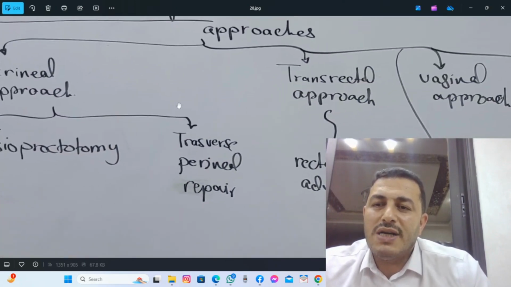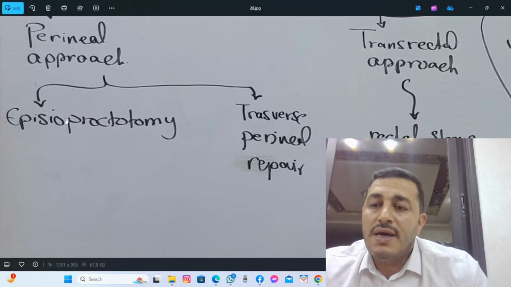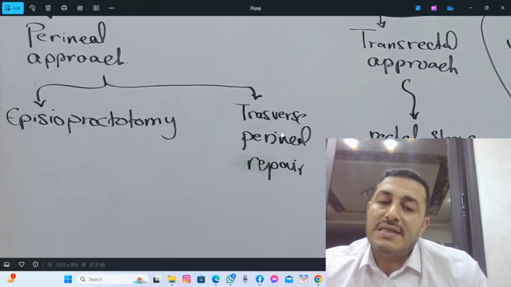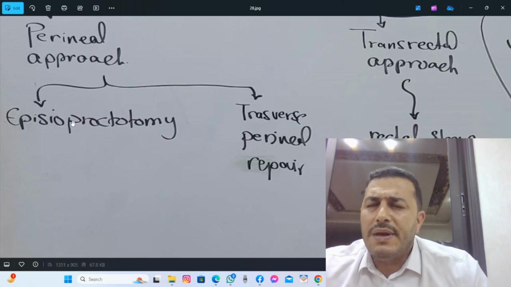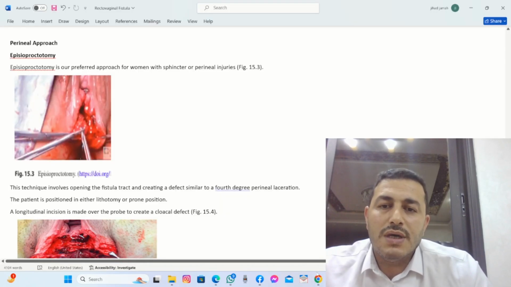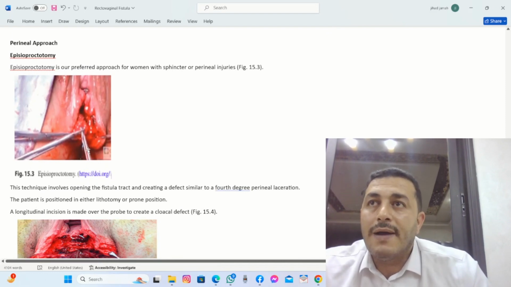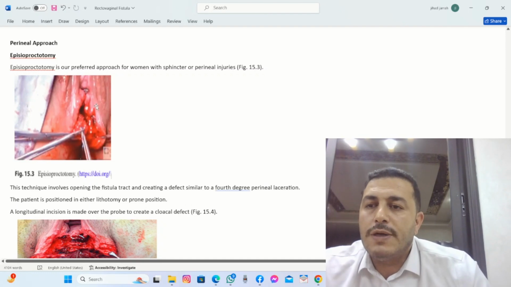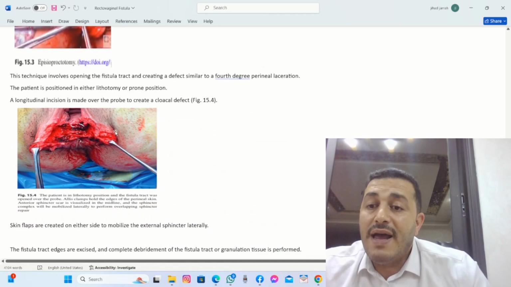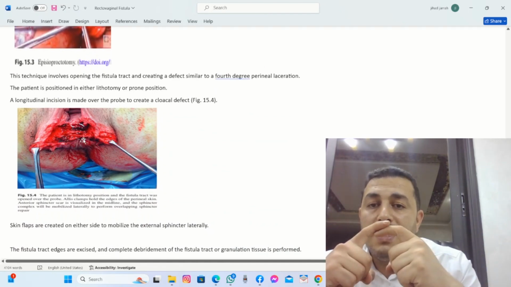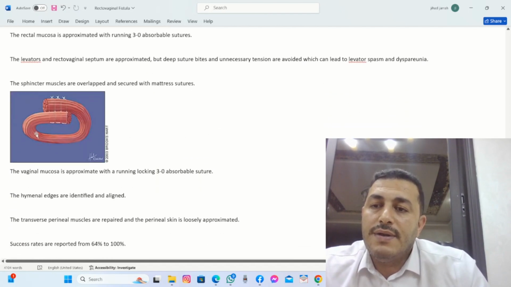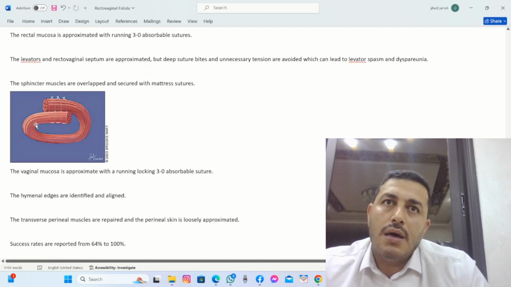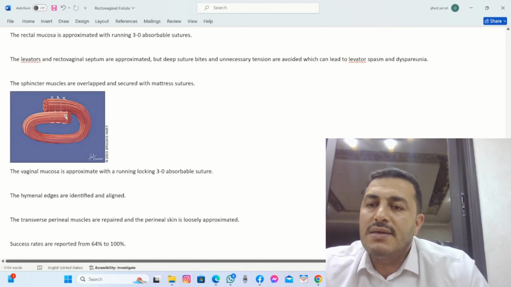Regarding the transperineal approach, we have two operations that are similar to each other. The first is the episioproctotomy, and the second is the transverse perineal repair. One is opening over a probe, the other is opening transversely over the transverse perineal muscle, so it will look like a longitudinal incision. To understand what I'm talking about, this is episioproctotomy. This is an opening over a probe, so we induce a fourth degree perineal injury. This is a flap done from the external anal sphincter, and we close it in an overlapping technique. This may tighten the sphincter injury that may be concomitant with this approach.